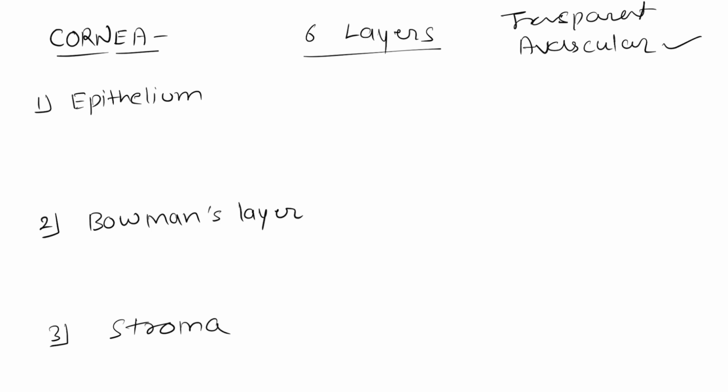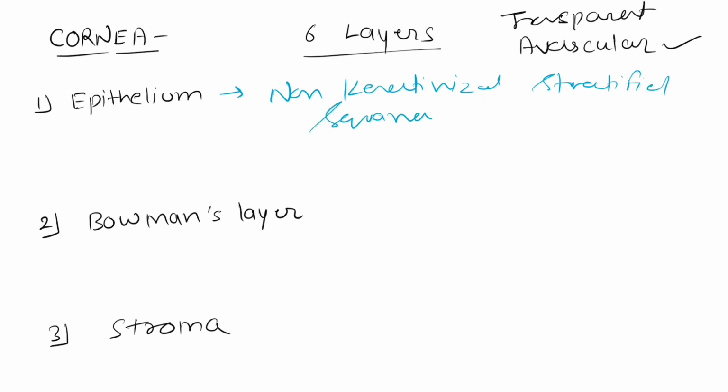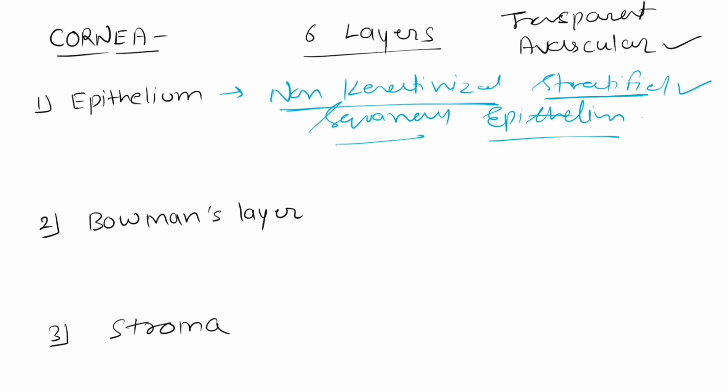Let's start with the outermost layer of the cornea. This is called the epithelium. This epithelium is non-keratinized, stratified, squamous epithelium. Non-keratinized, there is no keratinization because the cornea is transparent. Just remember that word. Then stratified squamous epithelium: stratified means there must be some strata. How many layers of this epithelium are there?